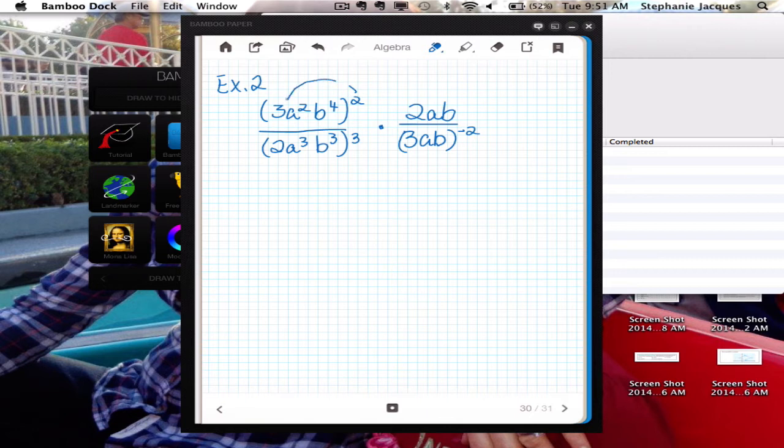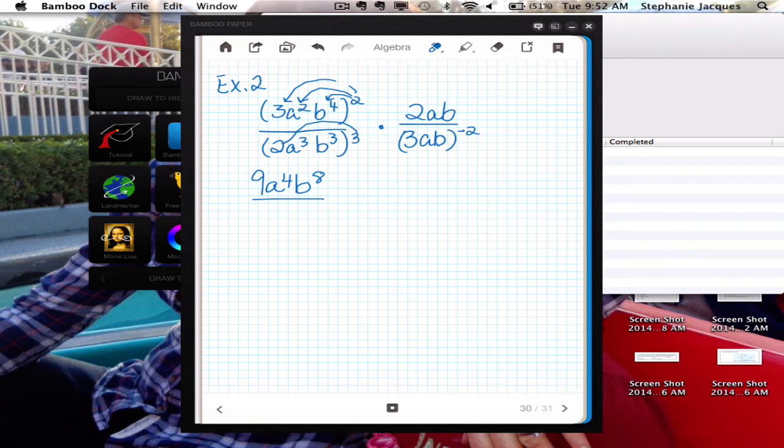So I need to apply it to this one, and to this one. So 3 to the 2nd power is 9. And then I have a to the 2nd power, but then I want it 2 times, so that's going to be a to the 4th power. Then I have b to the 4th, but I have 2 sets of those, so it's going to be b to the 8th power.